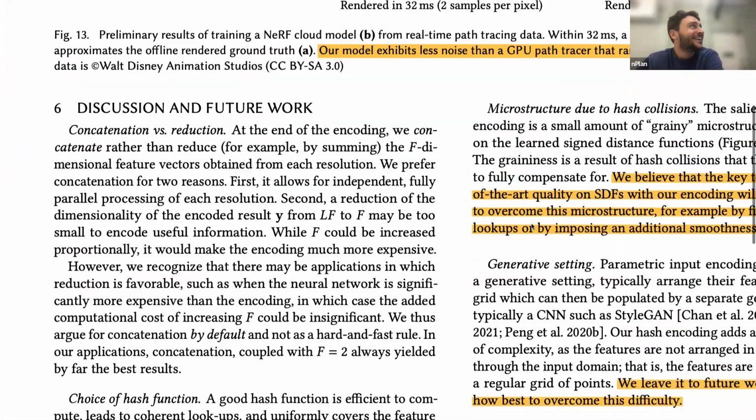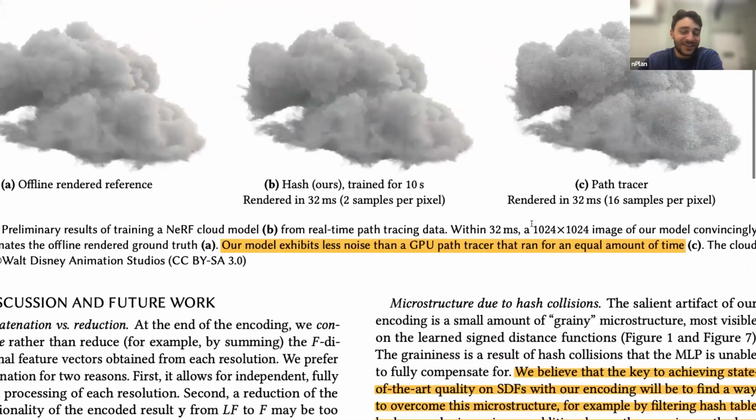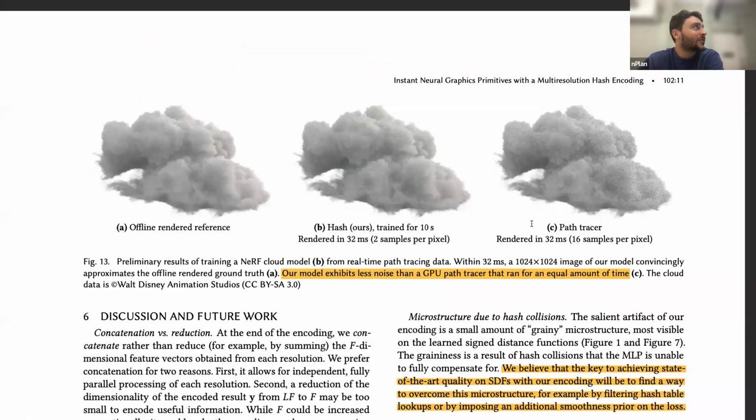Yeah. Here's another example where they had an offline rendered cloud from Disney. And then this is the version that was rendered in 32 milliseconds. And then this is one using a path tracer to render it. I guess this would be the analytical way. So they're showing that it's even better than the analytical way.